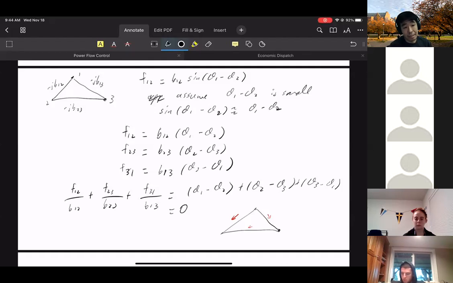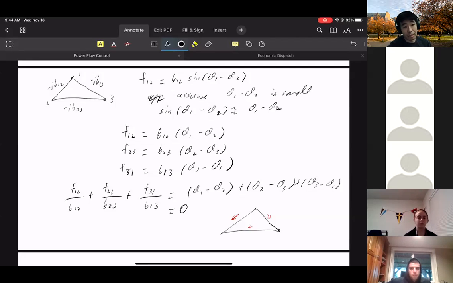So the point is there's an equation that couples the flows together. Because flows are driven by angle differences, and a weighted sum of the flows just turns out to be zero because all the angles cancel. Here we made the linear approximation, but for the actual power flow equations, essentially the same intuition carries over.